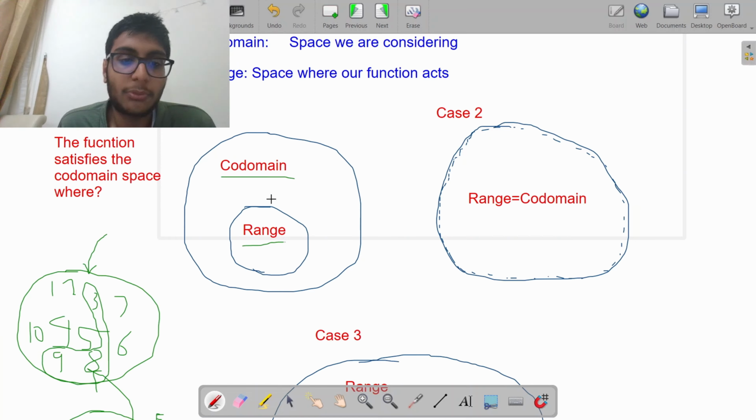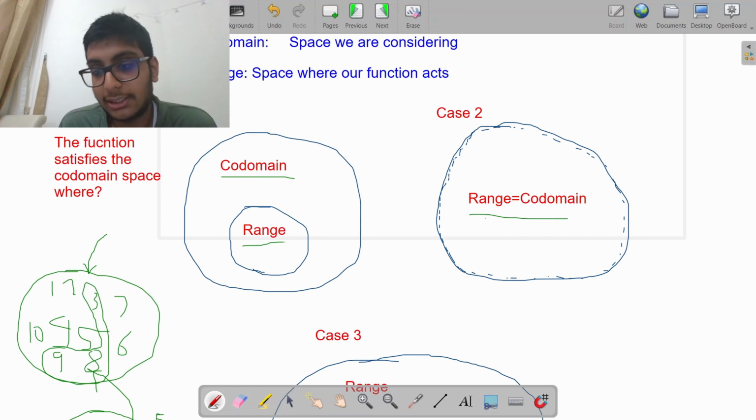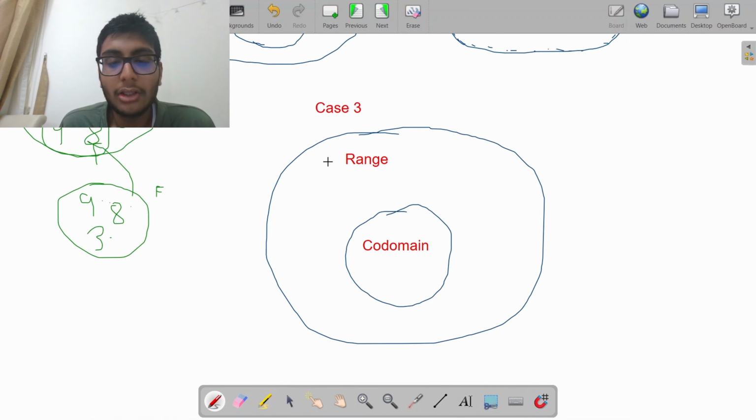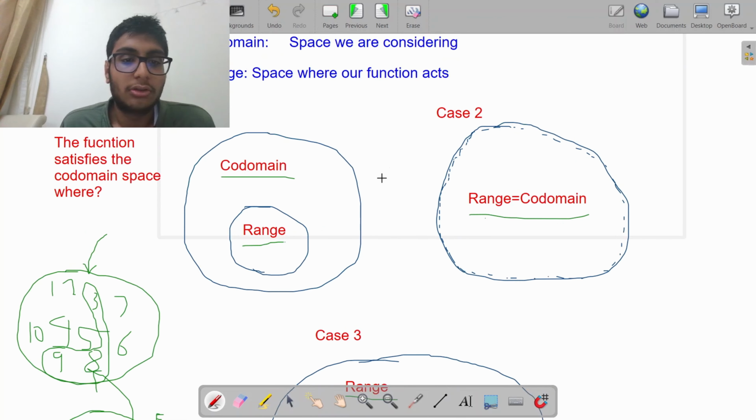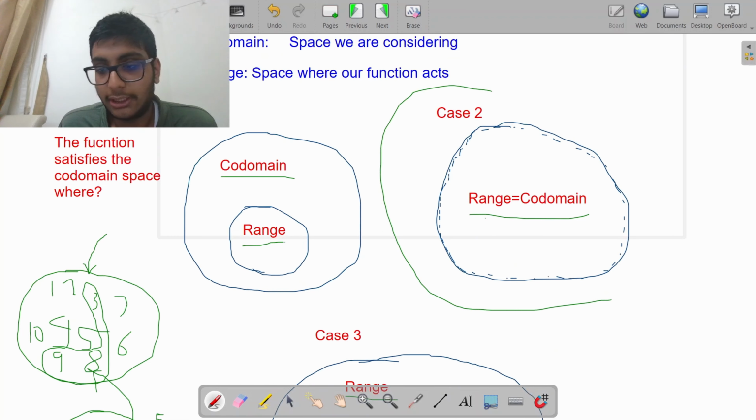The range space is smaller than the codomain. Here it is, because it's equal. Over here, the codomain space doesn't satisfy the range space, and they both are not equal. So, therefore, only this case is satisfied, case 2.